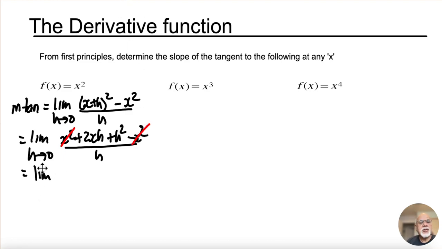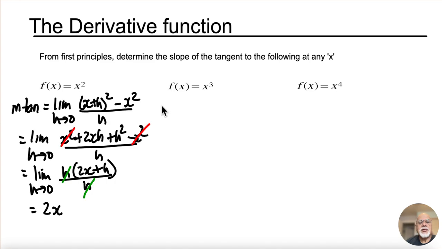And then we end up with the limit as h goes to 0 of, if I factor out the h from the surviving terms, I end up with 2x plus h divided by h. And then the h's cancel. And as h goes to 0, this h goes to 0, I end up with 2x.